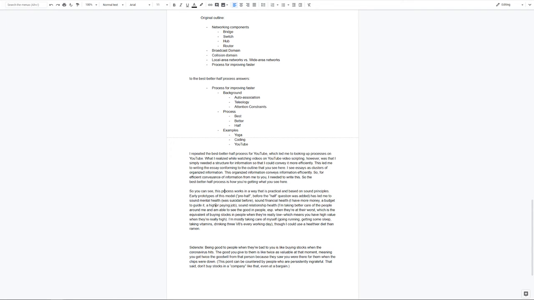Early prototypes of this model, pre-half, before the half question was added, have led me to sound mental health with suicide. You didn't know I was severely suicidal before. It's led me to sound financial health. I have more money, a budget to guide it, a higher paying job than I've had in a long time.